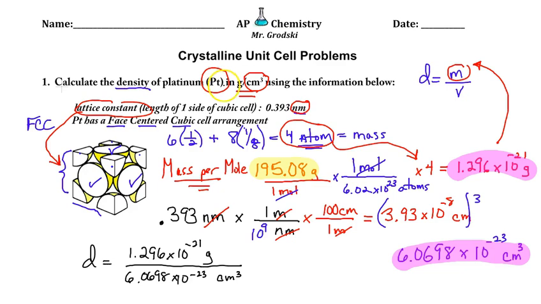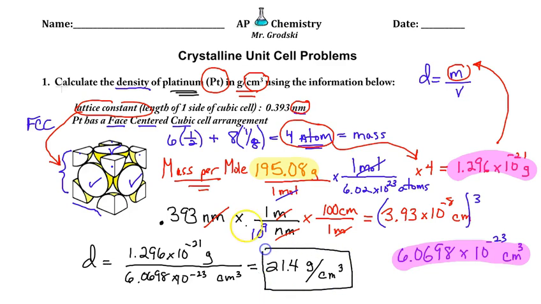I put that into my calculator, and one nice way to do that is to use the second function EE. If you're using the caret key, make sure you use parentheses. I get 21.4 grams per centimeter cubed. Platinum is very dense, and that's my answer.